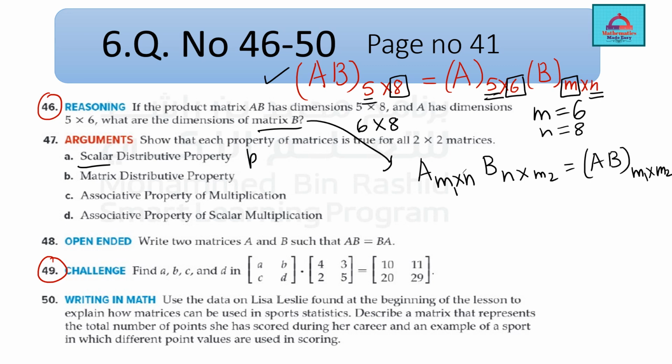Now, scalar distributive property. Scalar means K, any scalar, and for the distributive property we are looking for a property of matrices which is true for 2 cross 2. Distributive means you are distributing over two matrices. So K(A plus B) equals KA plus KB, this is the first property. Then the matrix distributive property, which means one matrix is distributed over another. So A may be distributed over B plus C.